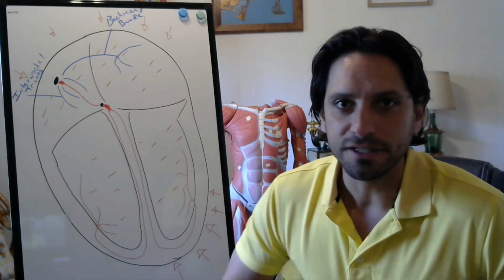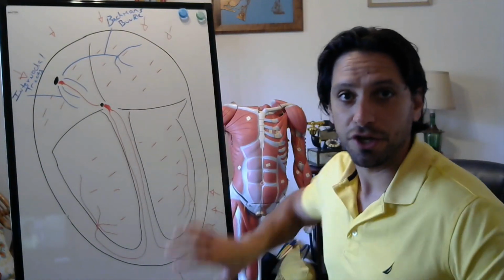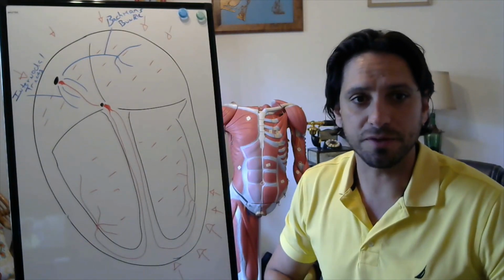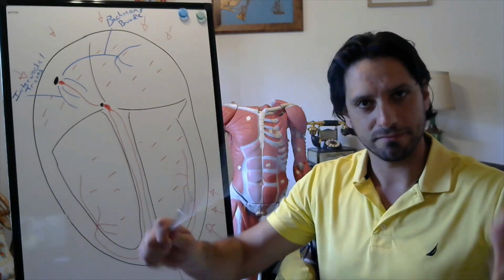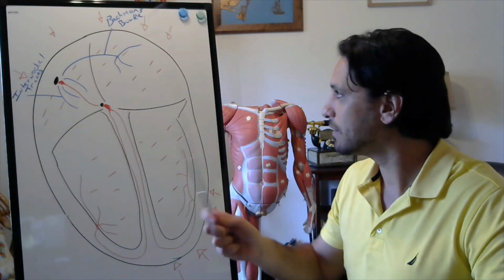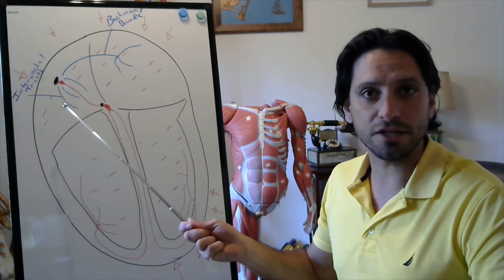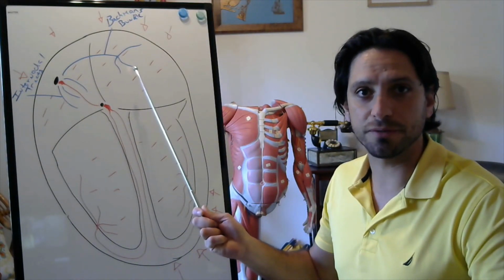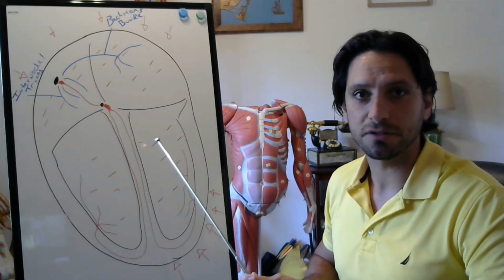The heart, my lovely rudimentary drawing. You need to do this. This is part of your assignment. We're going to draw this again. You'll notice, got my handy dandy tool. We have right atrium, left atrium, right ventricle, left ventricle.